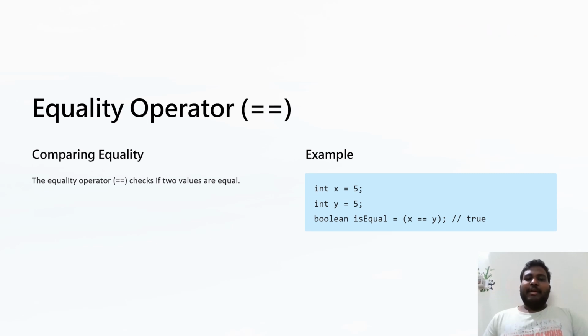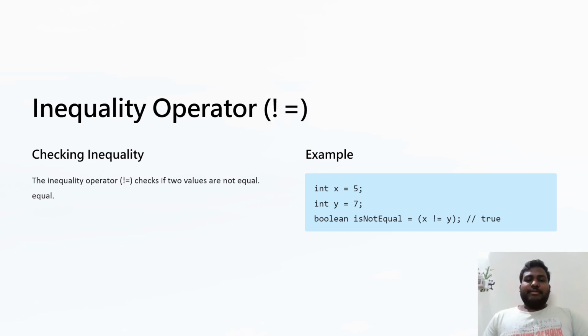The equality operator is denoted by double equals, where the LHS is compared to the RHS. If both are equal, it returns true, if not, false. For example, x equals 5 and y equals 5, where the resultant value is stored in the Boolean isEqual, and it returns true.